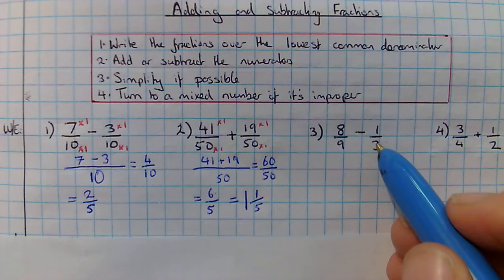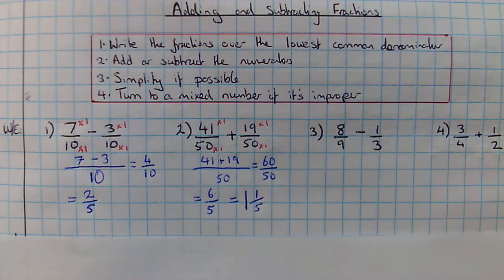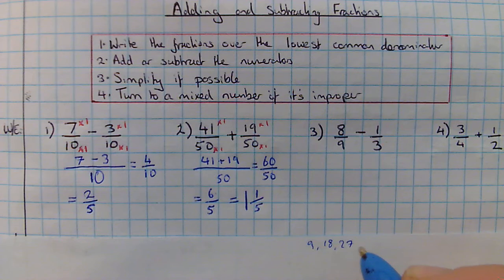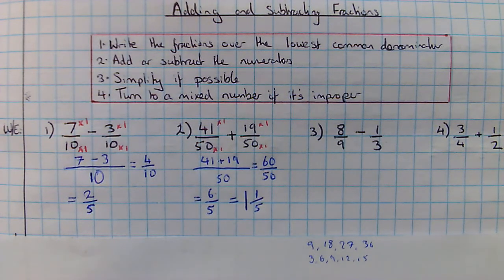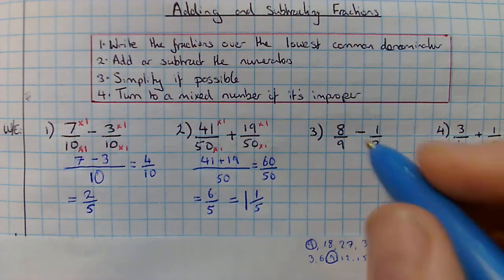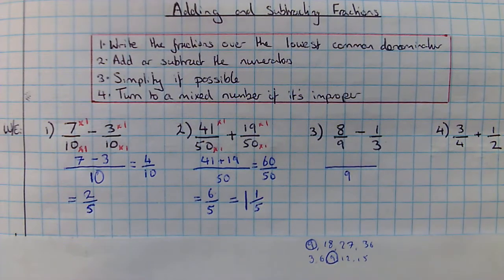Question 3 is slightly more difficult because we've now got different denominators. So I'm going to write down the first few numbers in my 9 times table: 9, 18, 27, 36. I'm going to write the first few numbers in my 3 times table: 3, 6, 9, 12, 15. I'm looking for the first number in both lists, and it should be apparent that 9 is in both lists. So here, I'm writing my bar over 9.